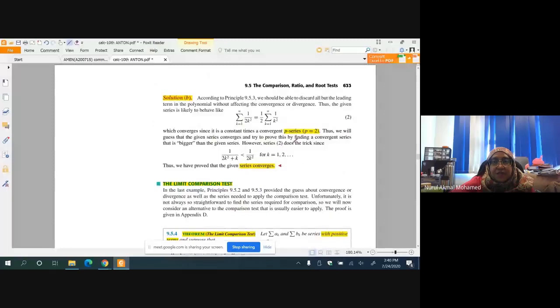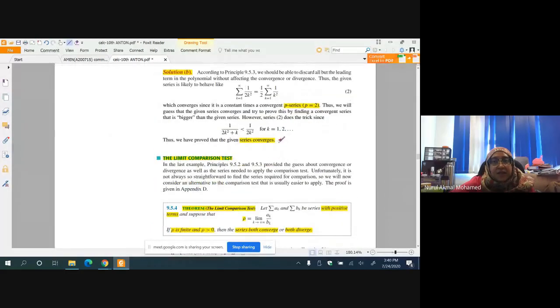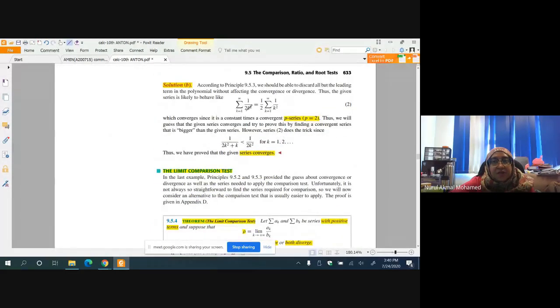And then for B, you have 2k squared plus k. You want to compare with another series. So you can take 1 over 2k squared, which is 1/2 times the summation of 1 over k squared. Okay, so this is also a P series with P equal to 2. P is greater than 1, so it converges, from the previous theorem.